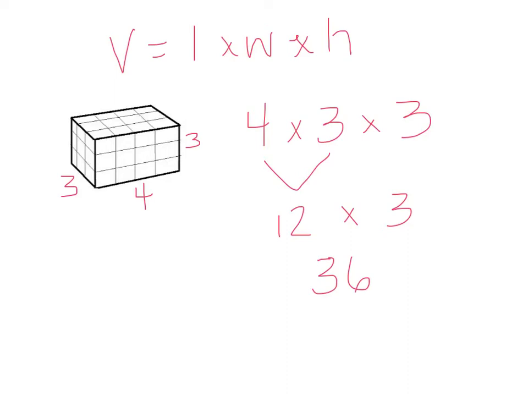Now the units for this one are centimeters cubed, because here you have 3 centimeters, here you have 3 centimeters, and here you have 3 centimeters. So how many centimeters? 1, 2, 3, and when you multiply them, you get centimeters cubed. We'll do one more example.